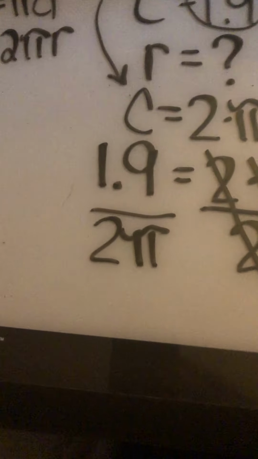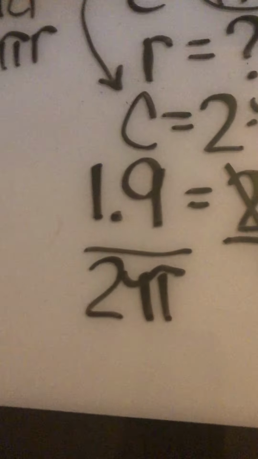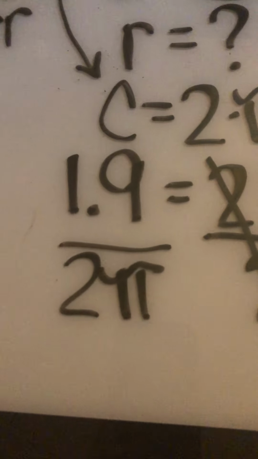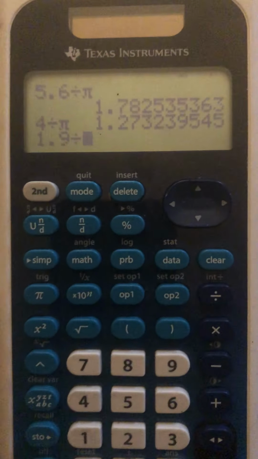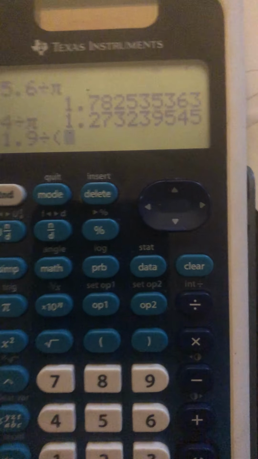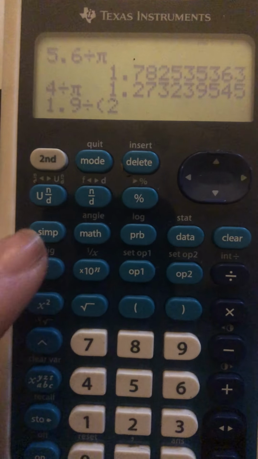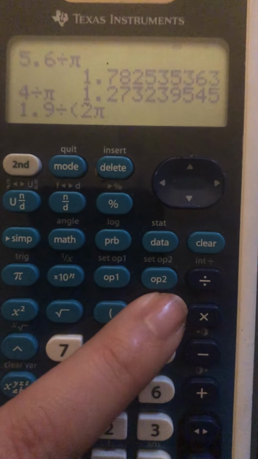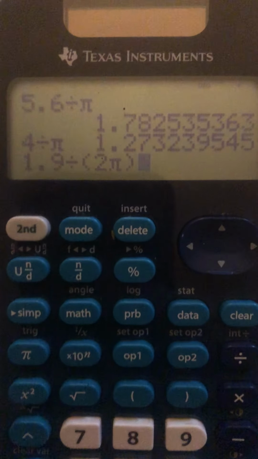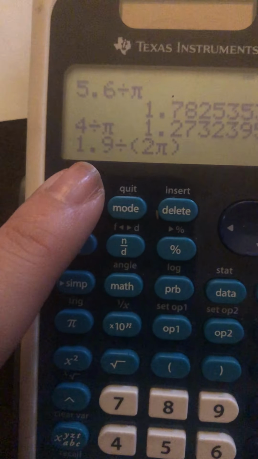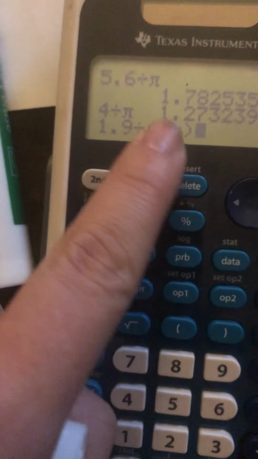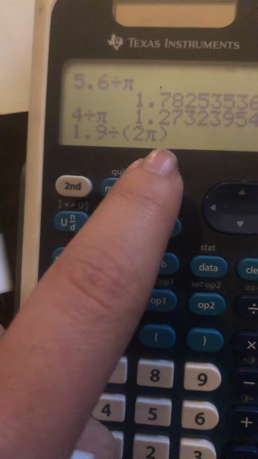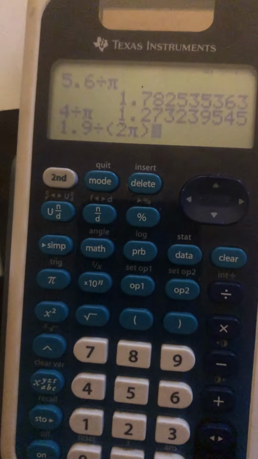So you want to take 1.9. I'm going to show you in the calculator because I feel like a lot of students make this mistake when they try to solve this. So it's going to be 1.9. You're going to divide it, and you're going to use parentheses now because you have two things underneath that 1.9. So you're going to use parentheses 2 pi, like that. Because if you don't put the parentheses, then the calculator is going to do 1.9 divided by 2 first, then divided by pi, which is incorrect. We want to keep that 2 pi together. So you have to do 1.9 divided by parentheses 2 pi, close your parentheses.